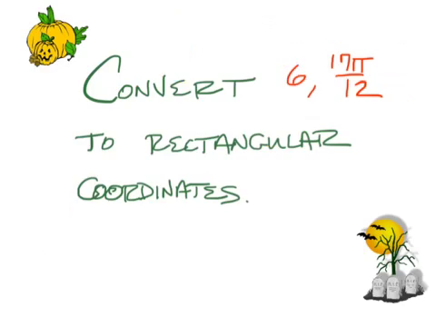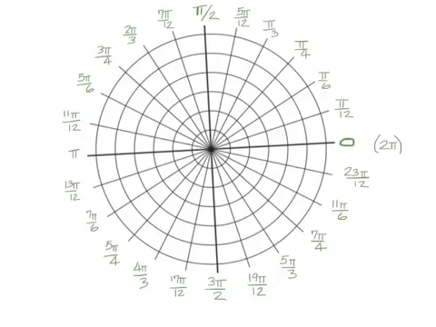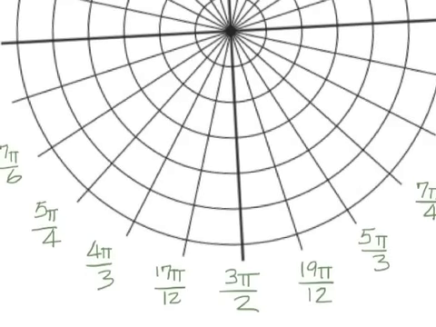Practice problem number 1. Convert 6, 17 pi over 12 to rectangular coordinates. On this, to find theta, what we'll do is we'll zoom in and we'll go to 17 pi over 12, which should be this. There we go. 17 pi over 12 represents this spoke. I need a thicker line.